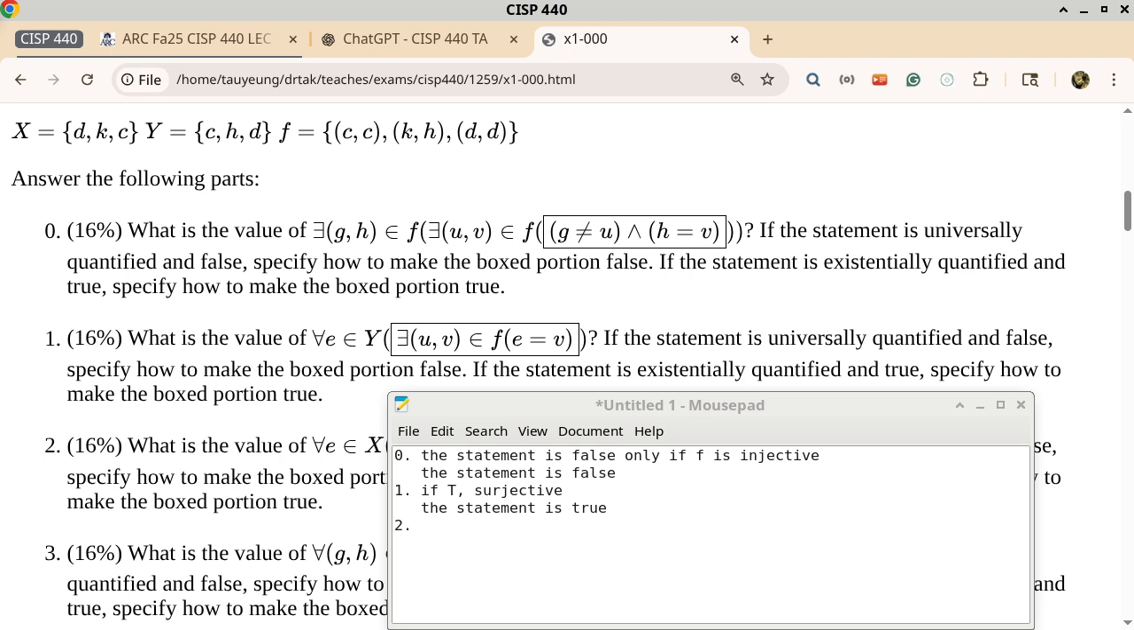So I should have said, if the statement excluding the boxed portion is universally quantified and then the entire statement evaluates to false, then specify how to make the boxed portion false.